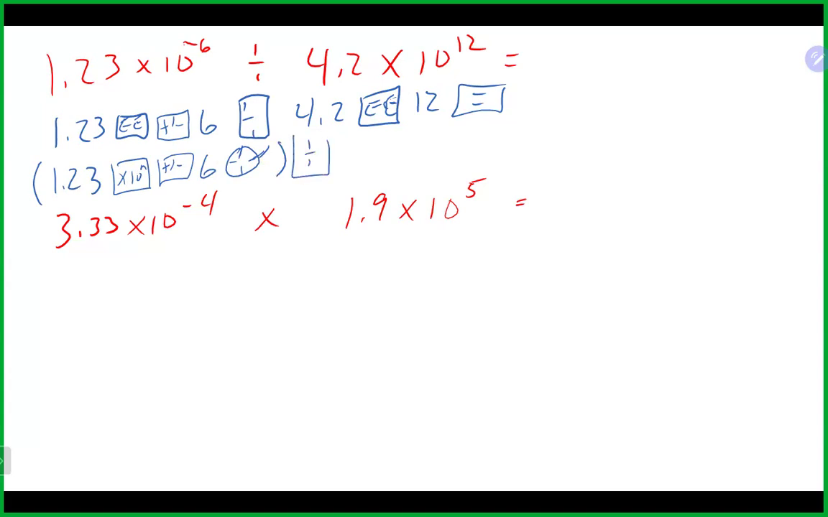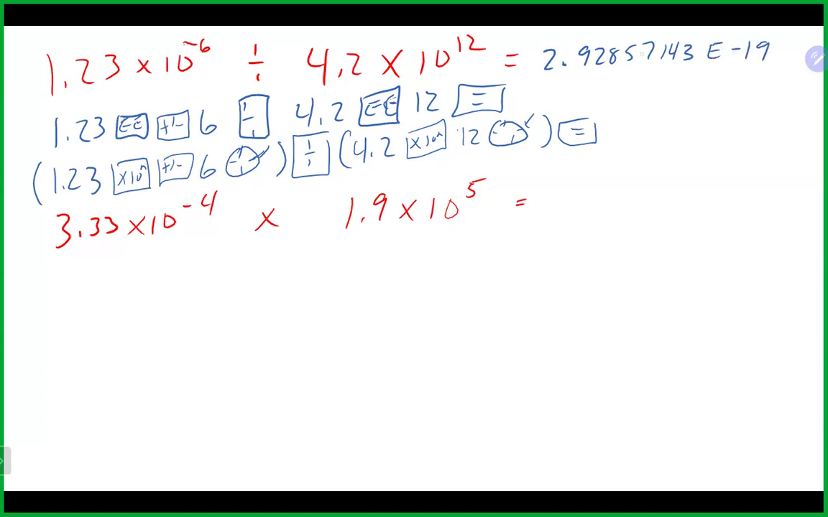You'll hit your divide button. You'll go 4.2, open a parentheses first, hit your exponent button, hit 12, and hit your right arrow one more time to bring down the cursor. Then you'll hit your equals. Whichever way you do that, hopefully you end up with this number on your calculator: 2.92857143 E minus 19. That is what my display looks like.